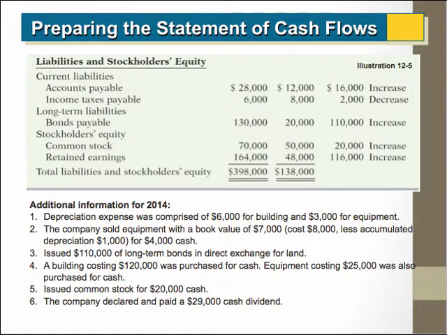Next, we take a look at the current liabilities, and in the current liabilities we can see that accounts payable increased by $16,000, whereas income taxes payable decreased by $2,000. Then we take into account the additional information that's provided for 2014, such as the depreciation expense and the sale of the equipment, and we take a look at all those items to create the statement of cash flows.